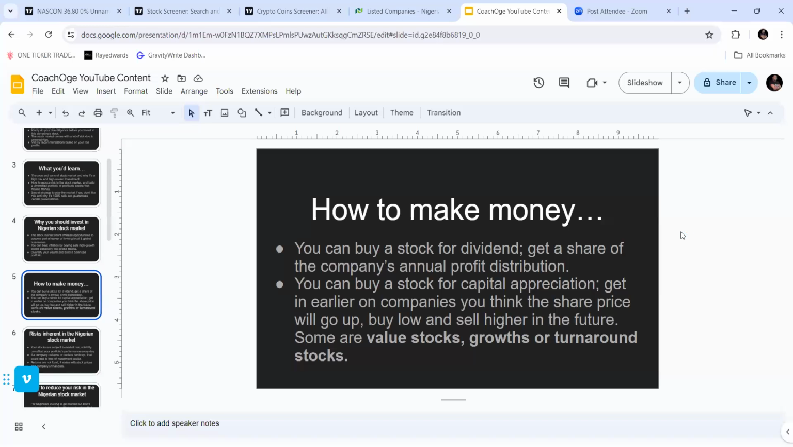So some of the stocks you can buy for price appreciation are, number one, value stocks, growth stocks, and turnaround stocks. What are value stocks? Value stocks are stocks that are selling below their fair value, stocks that the market is yet to capture their growth potential, and the price at which they are selling in the market is far below what it's worth.